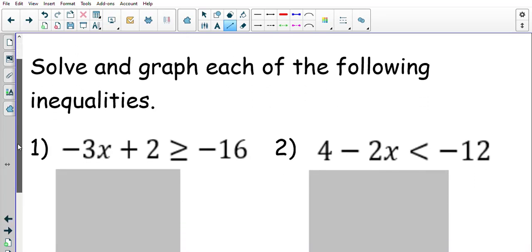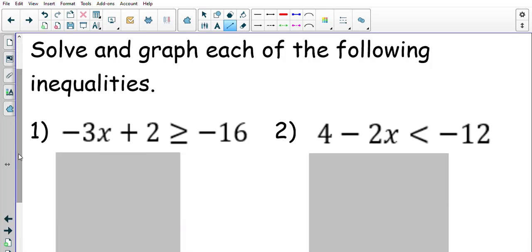So at this point, I want you to go ahead and pause the video, give these 2 questions a try, solve them and graph them. I will tell you for both of these problems, you will have to flip the inequality symbol around. And I'm also going to remind you for number 2 that you should rewrite this as 4 plus negative 2x is less than negative 12 as your first step. Why? Because x comes after subtraction. When you're ready, start the video again, and we'll take a look at these 2 questions.